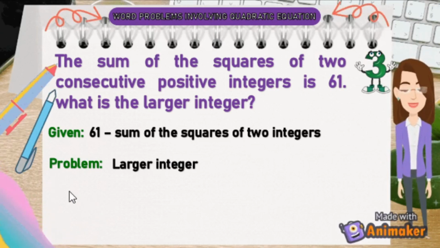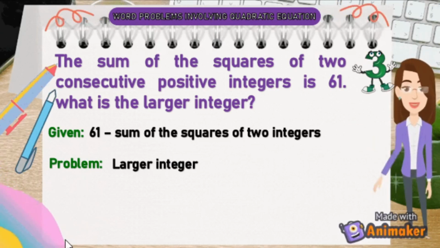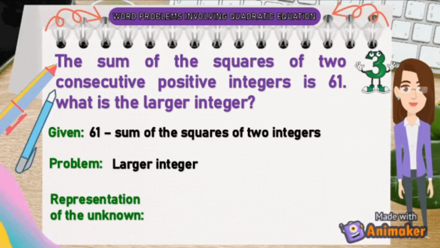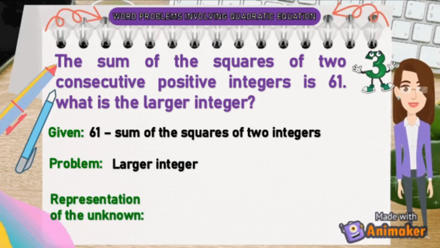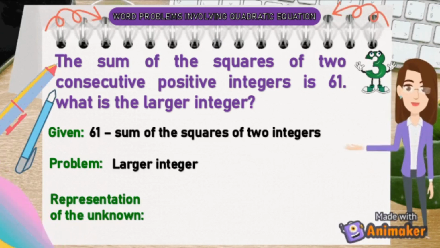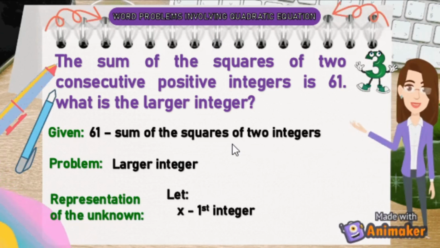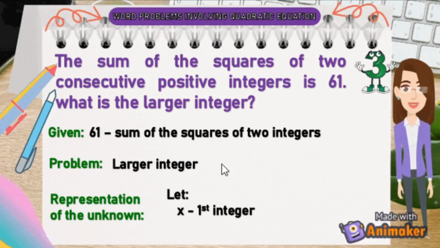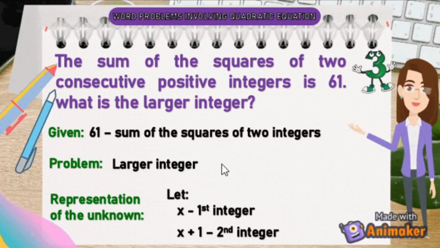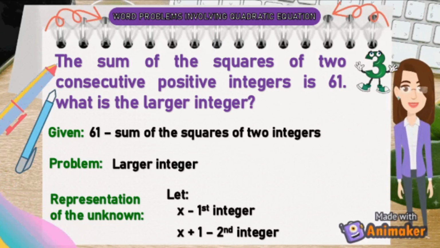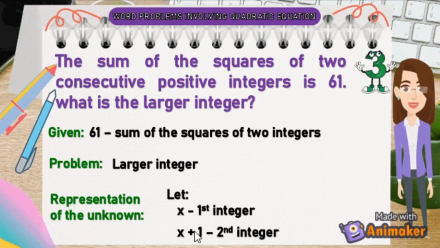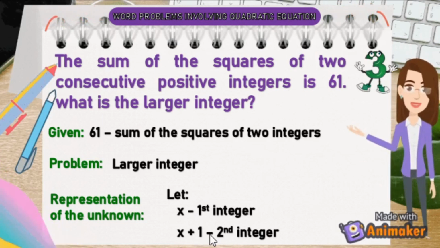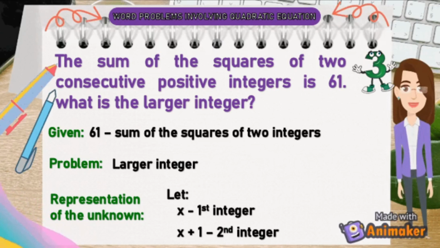Since number problem nga tayo, hindi tayo kailangan mag-illustrate. But we have to represent pa rin the unknown in our problem or the unknown variable. So, let's say that x is the first integer and x plus 1 is the second integer. Bakit plus 1? Kasi nga, ang sabi, two consecutive. So, ibig sabihin magkasunod na positive. So therefore, mag-a-add lang tayo ng 1.